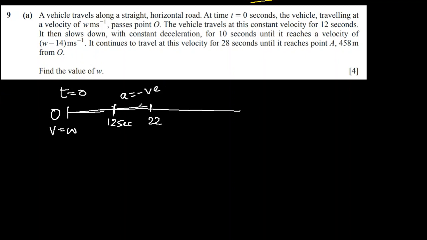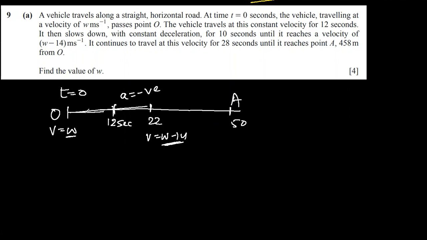Until it reaches a velocity of w minus 14. So here the velocity becomes w minus 14. That means 14 less than w, okay? It continues to travel with this velocity for 28 seconds. 22 plus 28 is 50. So till 50 seconds, it continues to travel with this speed, until it reaches point A.